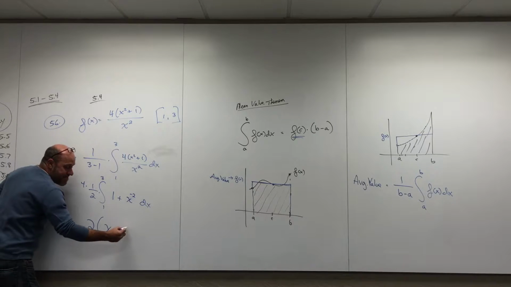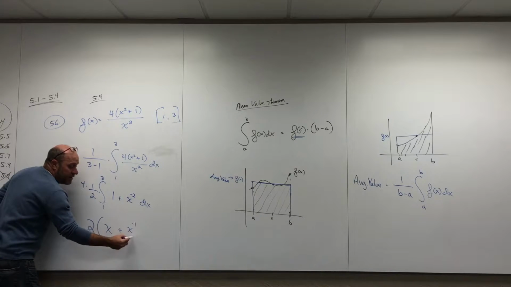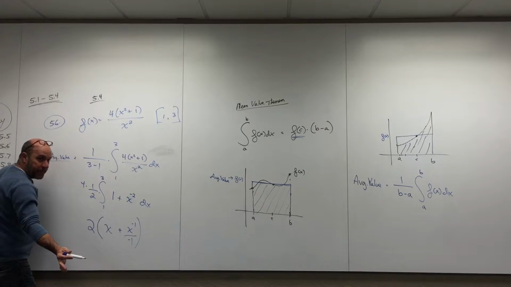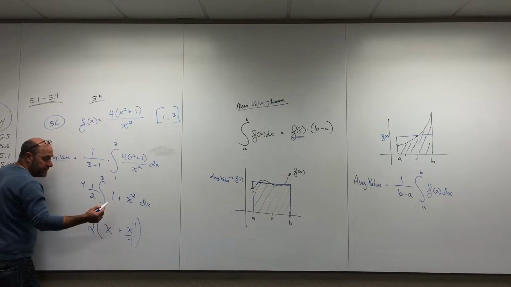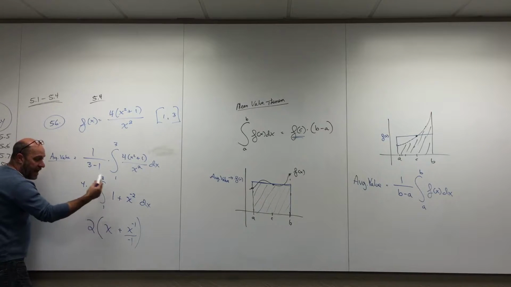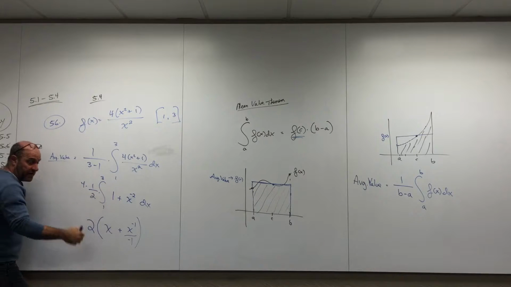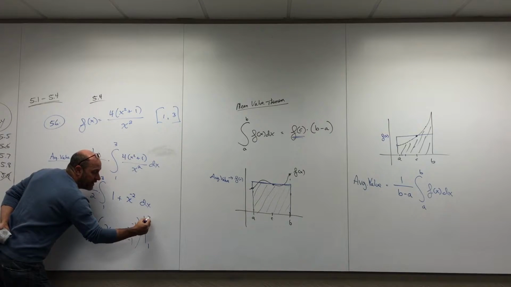Good. Negative 1 over x to the negative 1, divide by negative 1. That's how you integrate. It's easy. Which is negative 1. So we just integrated. We got a 2 out front, and I need to evaluate from 1 to 3. That's what you do with definite integrals. You evaluate from 1 to 3.